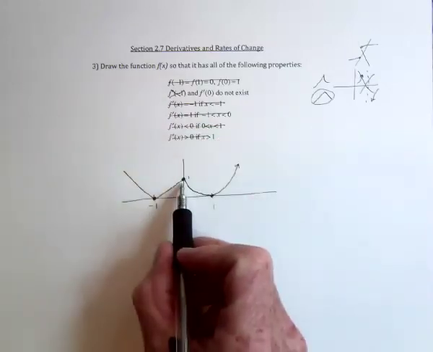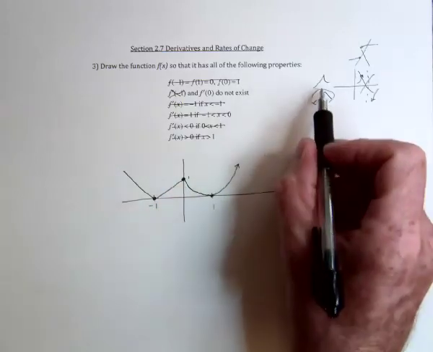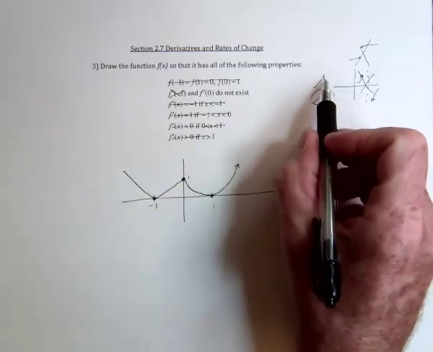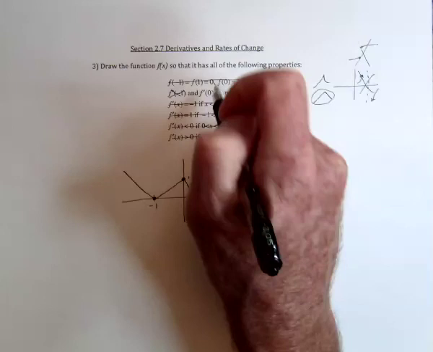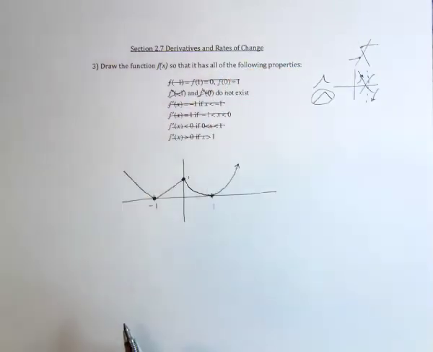And now this is part corner and part, so it's part this and part that. And so the derivative does not exist. I'm done with that. And that's the whole thing.